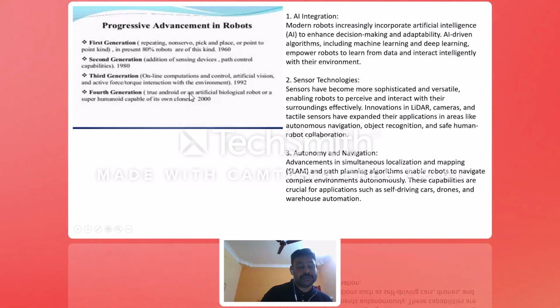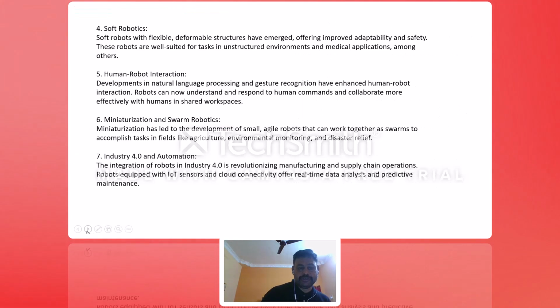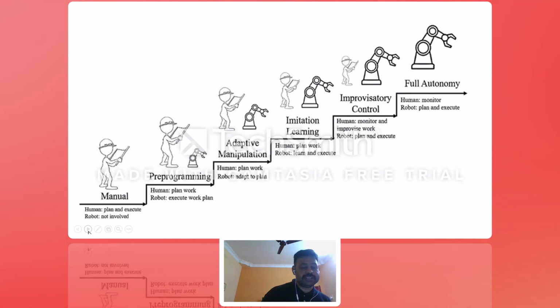Now, the fourth generation, the true android and artificial biological robot, what is called the humanoid robot, superhumanoid, capable of clones, around 2000 to 2020 they are using. They are using the humanoid robot. It will be almost like a human, like the movie Robo that was shown. Same thing. Generation of humanoid robo. That robo will work like a human, completely controlled by the program. So this discussion I'm leaving to you. Anyway, I'm going to share the PowerPoint slide along with this video. I think you will follow it.